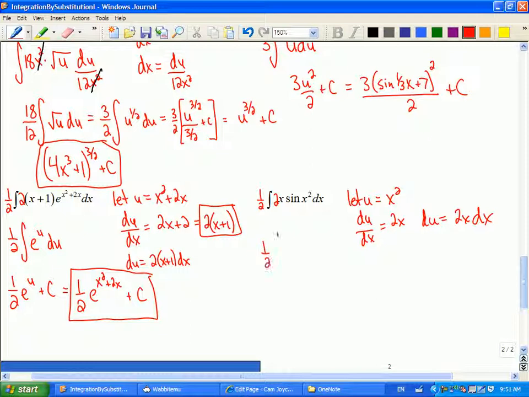So 1/2 the integral of, let's see, I'll just make the substitution. Sine u du. So what function has a derivative of sine? Good, it's negative cos. And for us, that's negative 1/2 the cosine of x squared plus a constant.